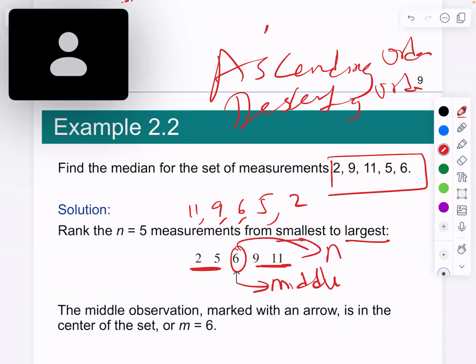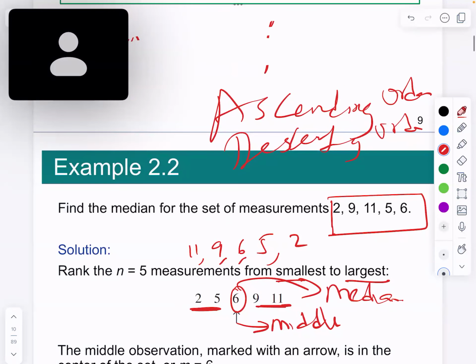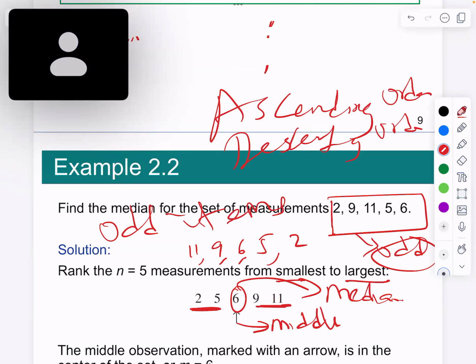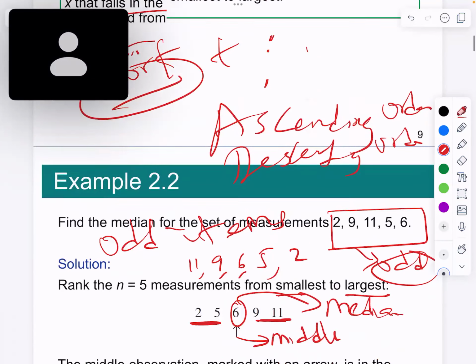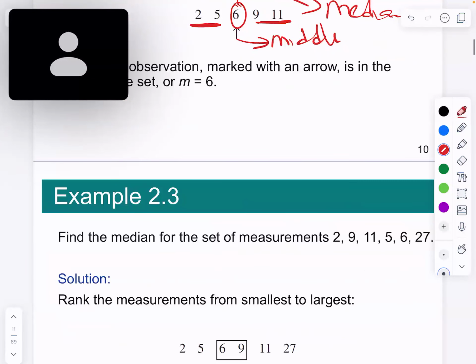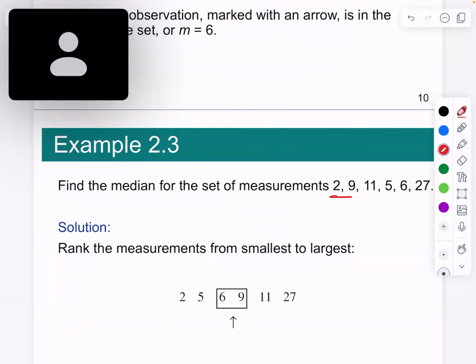Okay, but now you remember that this is odd numbers, 5 of them. When you have odd items, you don't have to worry yourself. Just sort the numbers first and pick the middle number. But when you have even items, there are 6 numbers here.